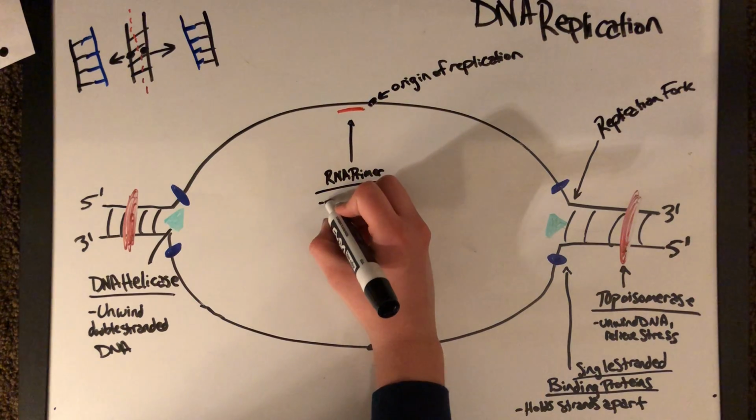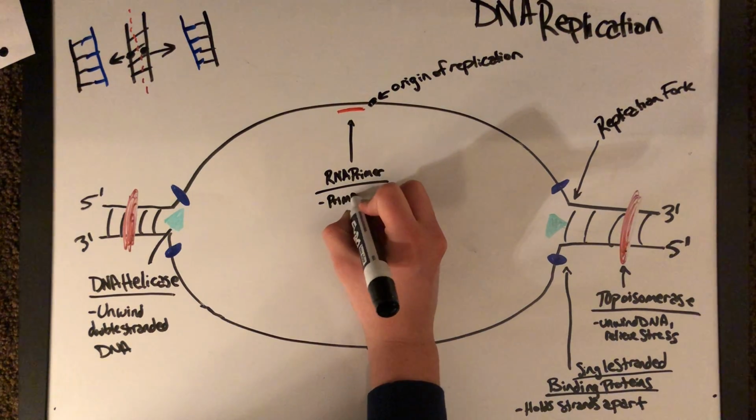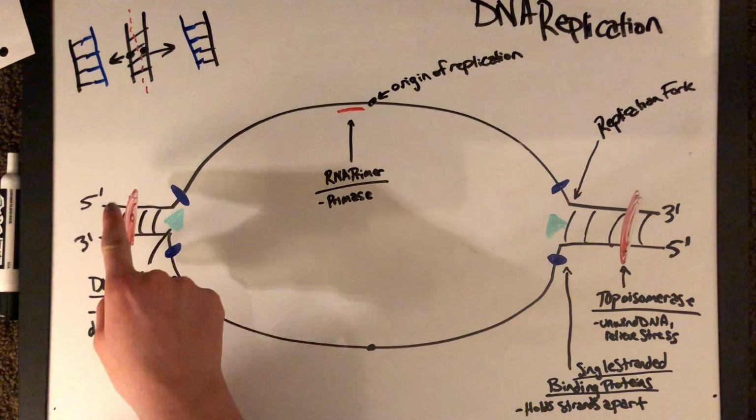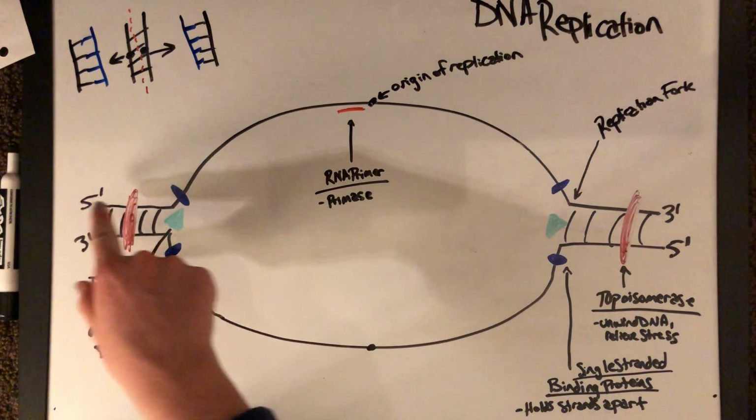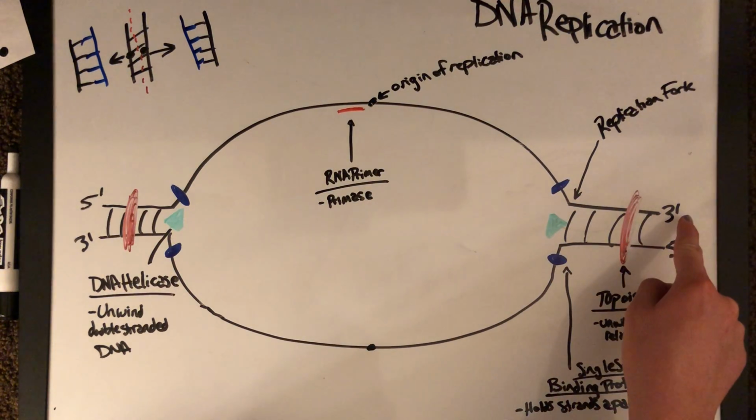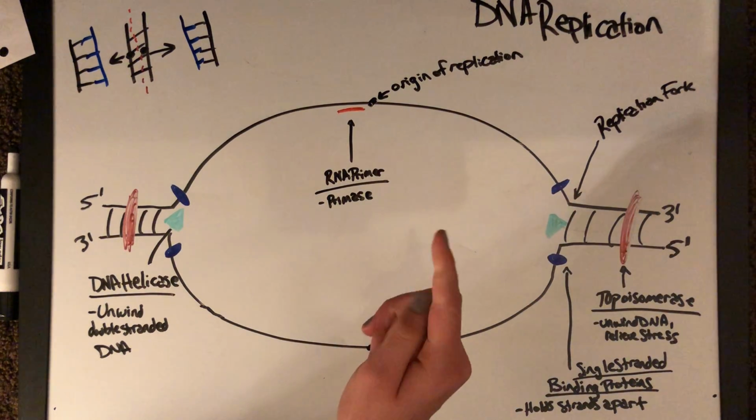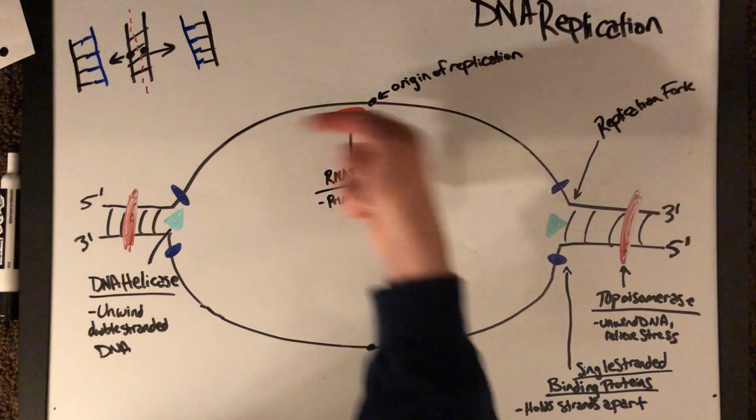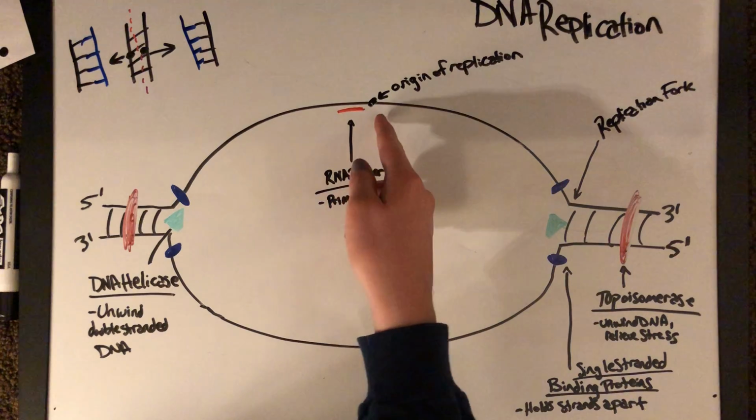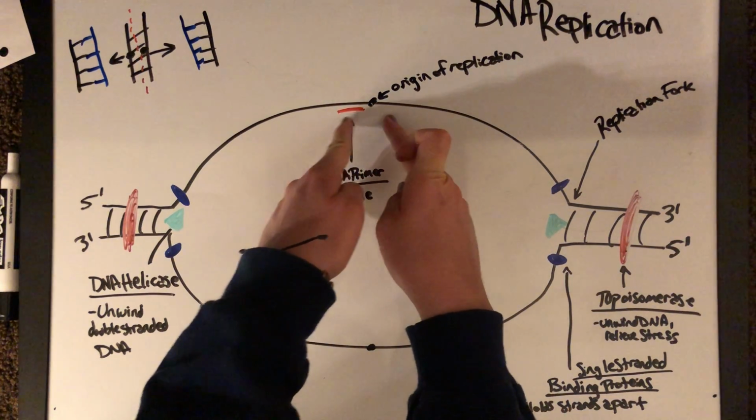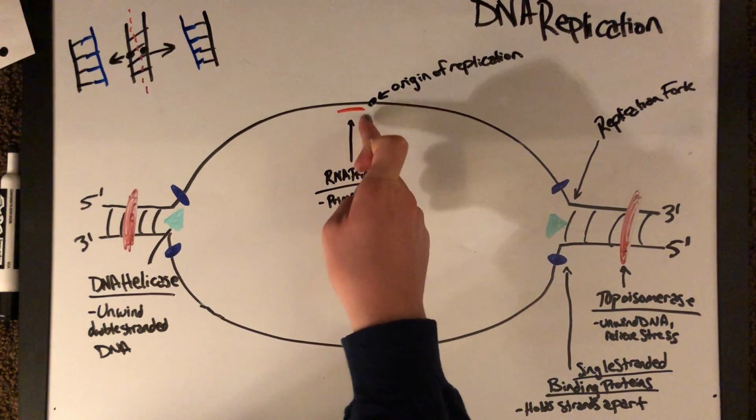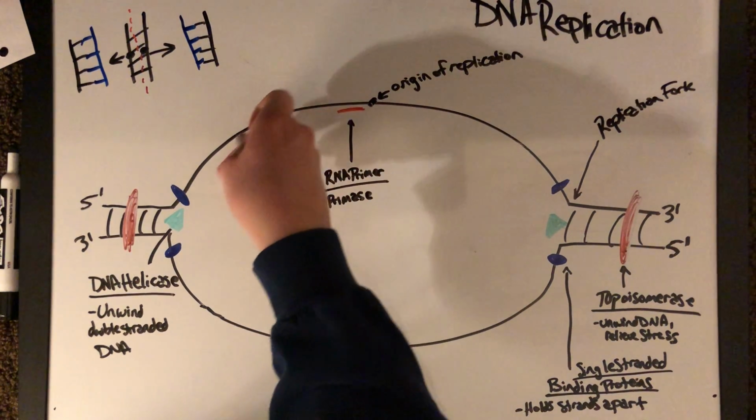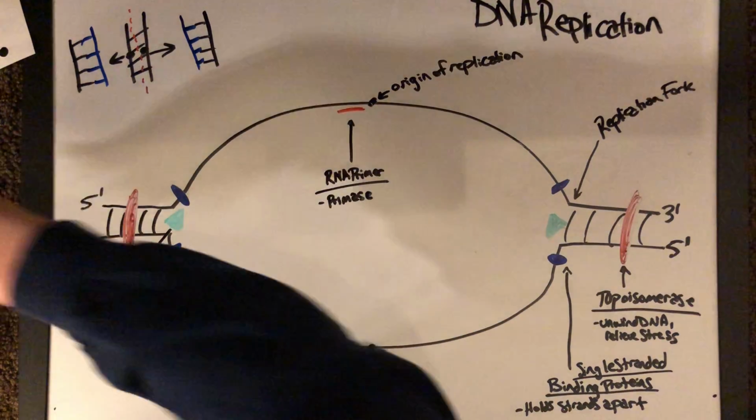RNA primer added by primase, which is an enzyme that adds primer. Makes sense? Good. Okay, so this old strand is going in the 5' to 3' direction. So to make a new strand in the anti-parallel direction, it has to go 5' to 3' this way, our new strand. So we're adding, and we're always starting from the origin of replication and going out. So we're starting here on this side, and then we'll get to that side. But this side has to go in the 5' to 3' direction this way for our new strand.